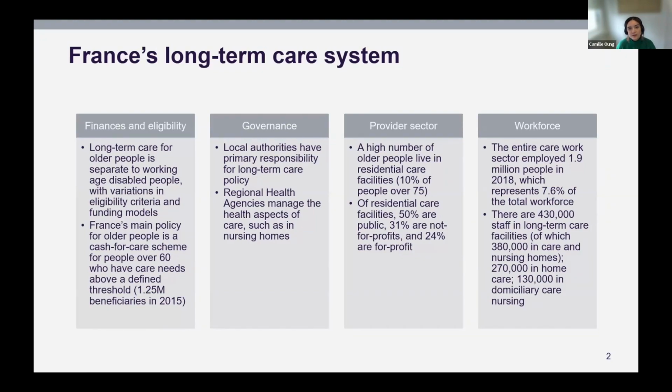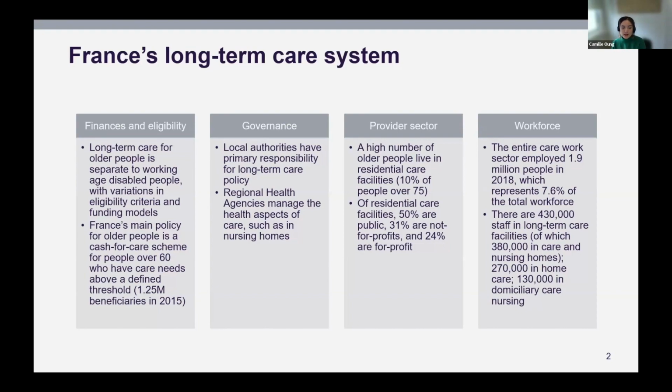In terms of governance, it's devolved to a local authority level. So local authorities have a primary responsibility for long-term care policy, but there is a little bit of a complicated arrangement in that regional health agencies manage the health aspects of care. So that might be nursing homes, that might be nursing for people living at home, and this creates a kind of fragmented governance, which the French reforms have sought to address, and I'll come to those in a moment.